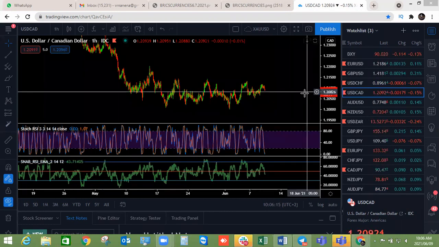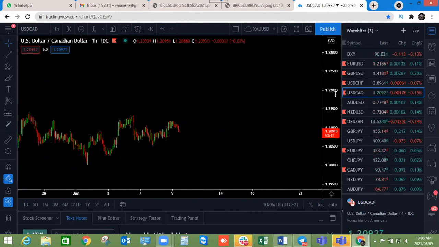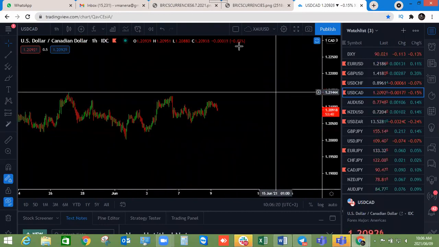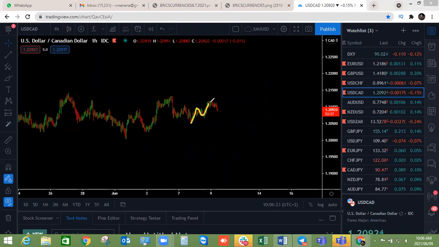So if it does one more up, let's just show you the structure that it will be making if it gives you one more up. So we've got a move here. We've got a clear 3 waves really here for more downside. But you know, the market is not always straightforward. So you can do something like this.